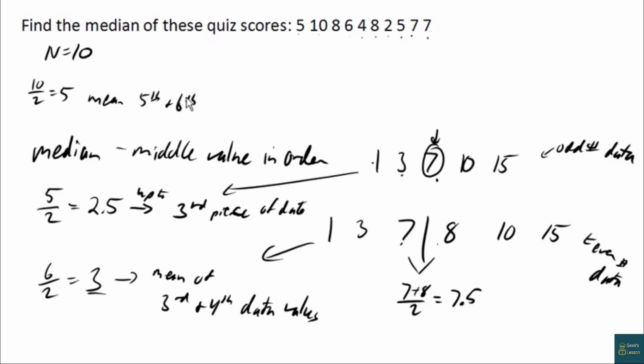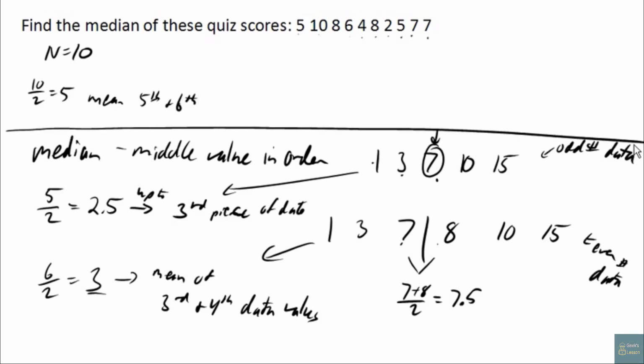But most importantly, we first need to put our data in order from smallest to biggest. Or biggest to smallest, doesn't really matter, but I'm going to go small to big here. So we got 2, 4, 5, 5, 6, 7, 7, 8, 8, 10. Let me double check I got everything. 1, 2, 3, 4, 5, 6, 7, 8, 9, 10 pieces of data.